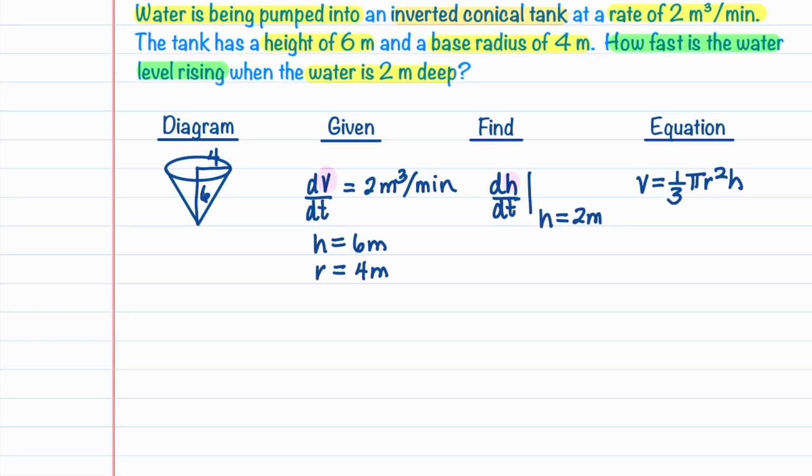Let's now look at this equation that we just wrote down. Our equation has a volume in it. It has a radius and it has a height. We want to find dH/dt. We are given dV/dt, but we are not given any information about dr/dt. So what we have to do is put r in terms of h. And the only way that we know how to do that is to use similar triangles.